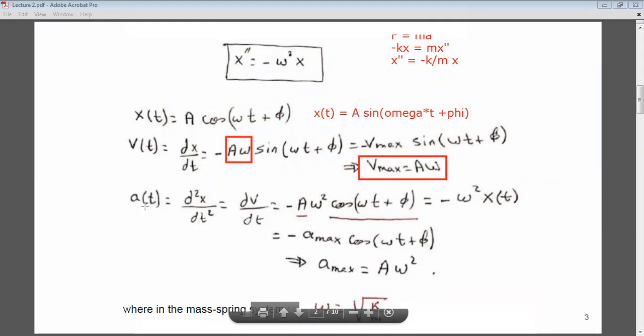Now, if we come to a of t, this is d2x by dt squared or dv by dt. So we do the derivative for this formula. We get minus A omega squared cosine omega t plus phi. A cosine omega t plus phi is x. So this is minus omega squared x, and here we are proving again this equation. Anyway, whatever is here outside the cosine function is a maximum. So a maximum is A omega squared. Just keep in mind that omega is the square root of k over m.